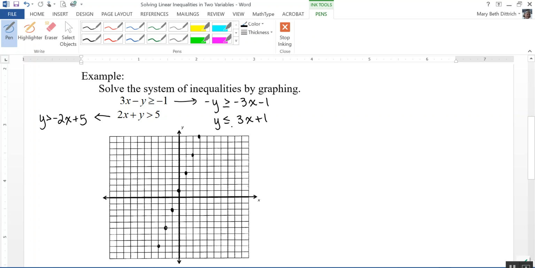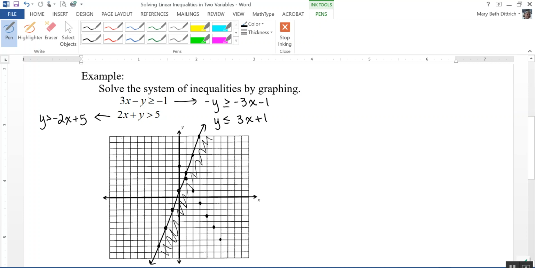Okay, and this line is solid because it's a less than or equal to. And for this line, the shading would go below or on this side of the line. I'm just going to do that very lightly so that I'm aware of the side of the line I'm going to shade. Let's graph my other line. Y is greater than -2x plus 5. So starting at 5 on the y-axis, and my slope is -2, so down 2 and right 1. I'll do several of those.